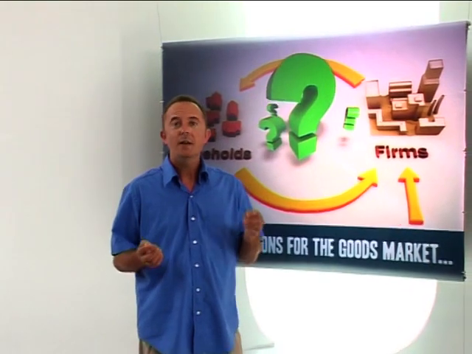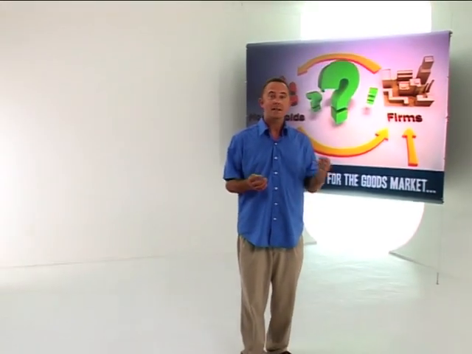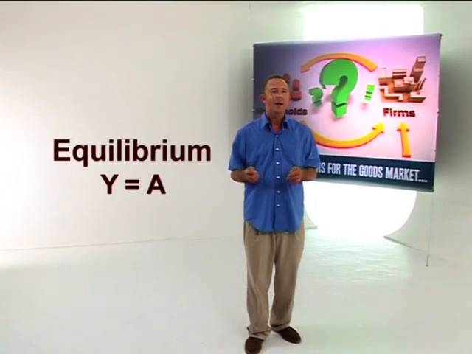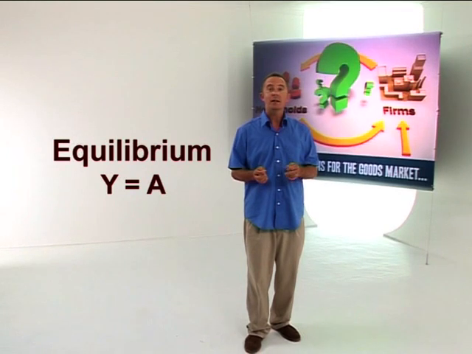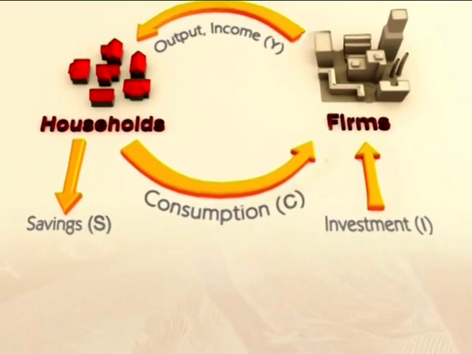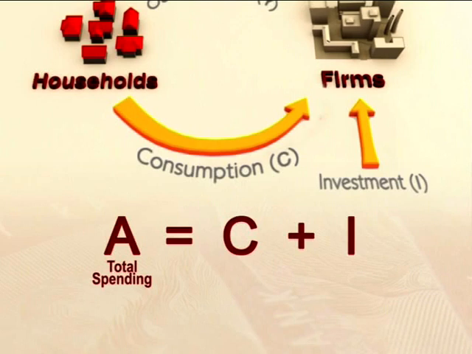Let's summarise what we know so far. In our goods market model, total spending, that's A, determines the level of output and income, Y. An equilibrium exists in the goods market when Y equals A. We know total or aggregate spending, A, is all spending in the economy, consumption spending, C, plus investment spending, I.